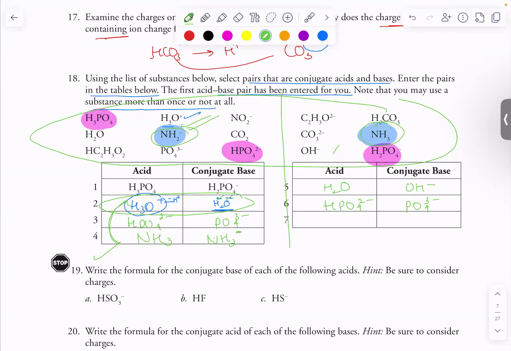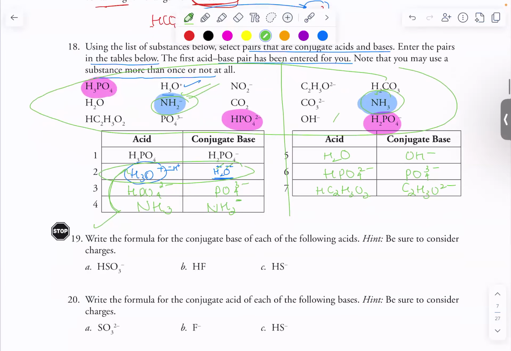CO2 would be a conjugate base and it would be HCO2. Oh, that's not in there. Now this is left only. Okay, so that would be an acid and its conjugate base would be H2C2O2 minus. Correct. So I will write H2C2H3O2 and its conjugate base would be C2H3O2 minus. Is it clear now? Yes. Well done.